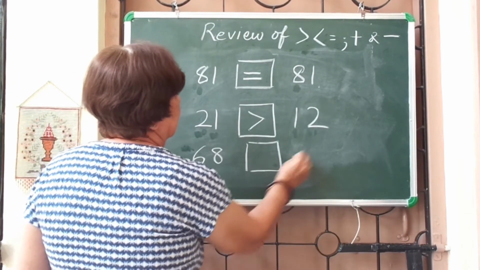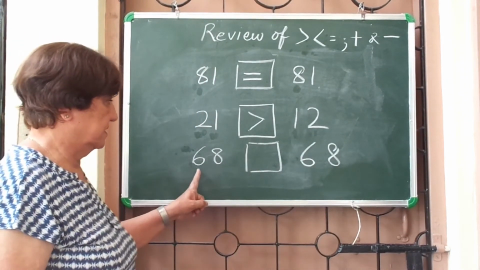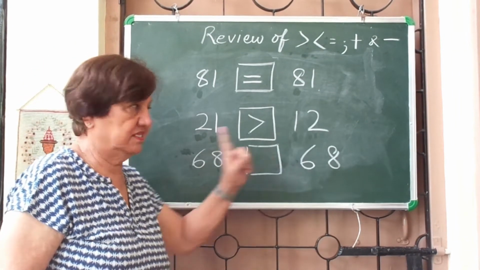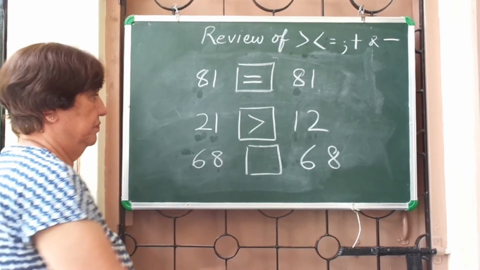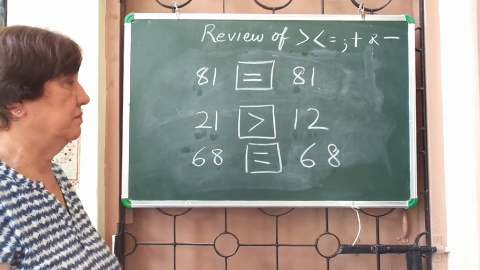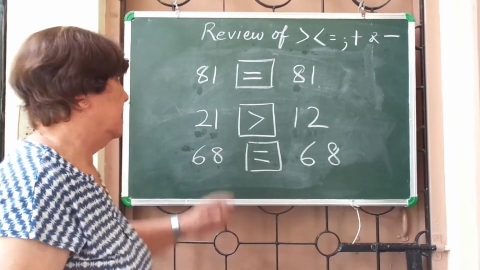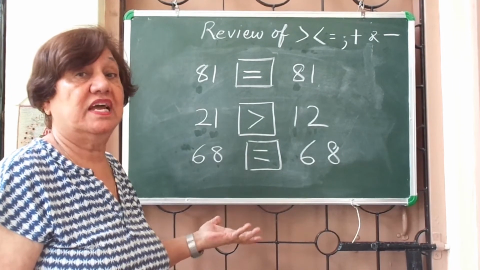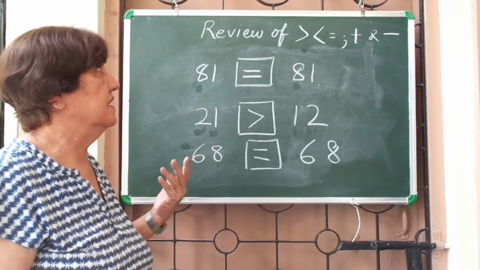68 and this is 6868. Let's read this number. 6868. This is 6868. Are they the same? Yes. So what will I put? Equal to. So children, we've just seen, I showed you the trick of how to find out which is the greater number by looking at the first number, by putting dots on top, see which one has more dots, and then you will know which is the greater number and which is the lesser number.